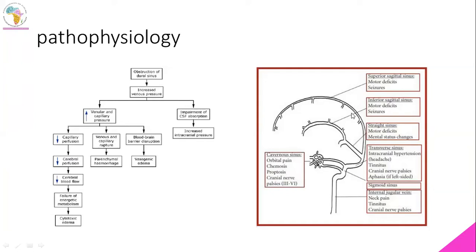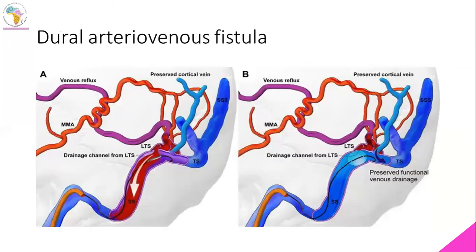And regarding the clinical features, it depends upon which sinus is involved. Sometimes the patient can present with motor deficit or seizures, like in superior sagittal sinus thrombosis. For example, in the sigmoid sinus, the patient can present with tinnitus, neck pain, and cranial nerve palsy. If the cavernous sinus is thrombosed, it will lead to venous congestion in the orbit, and the patient will present with orbital pain, chemosis, proptosis, and palsy of the cranial nerves that run through the cavernous sinus.